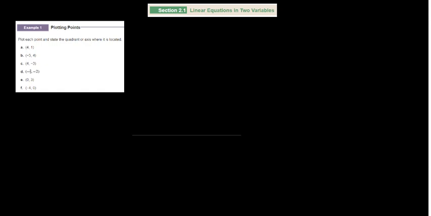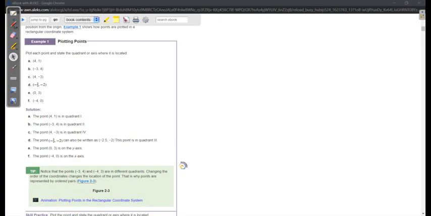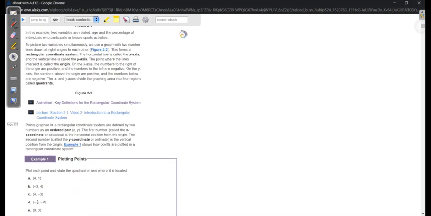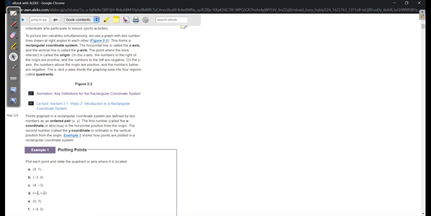Okay. So we're going to plot these points here. All right. So it says plot each point and state the quadrant or axis where it is located. Okay. And it didn't really tell us information about quadrants. So what I'm going to have to do is go over that, or I guess that's what this is talking about here. Okay, that's interesting. Alrighty, so before we actually begin this, let's talk about the rectangular coordinate system.